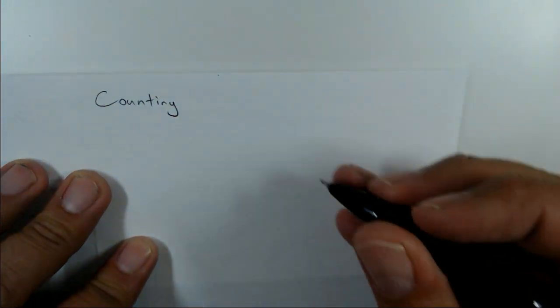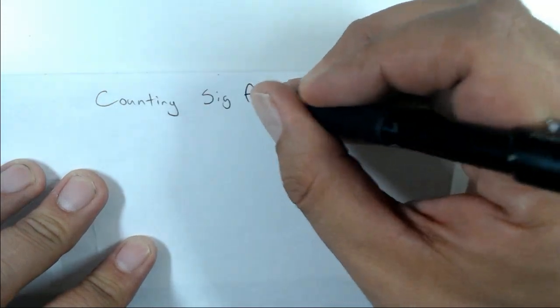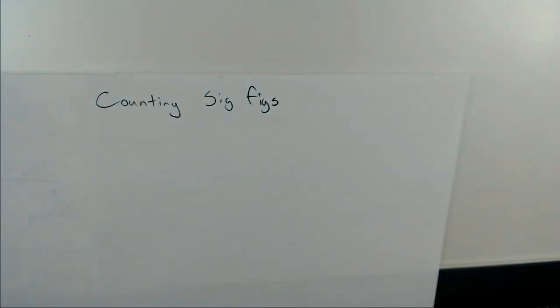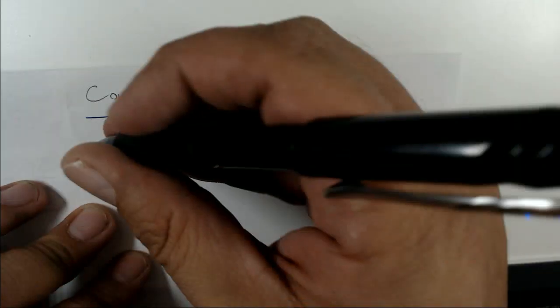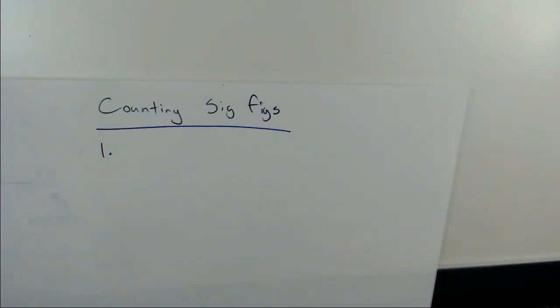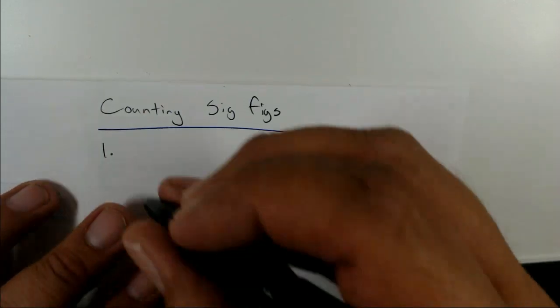All right, so what I'm going to go ahead and go over now is counting Sig Figs. You guys probably guessed we like to call them Sig Figs for short. And then we'll go over some examples here. I want to just give you all the rules up front though. All right, so the first rule for counting Sig Figs when you're reading a number is all non-zeros are significant.